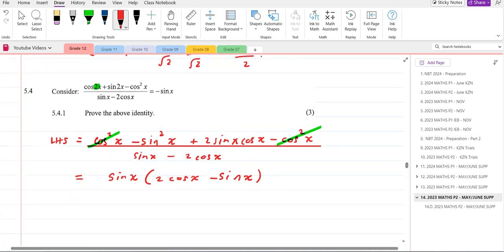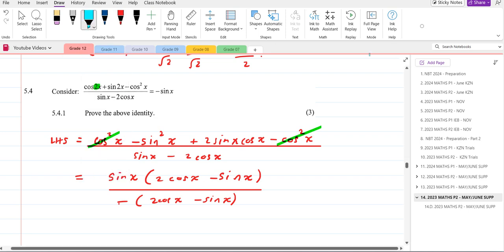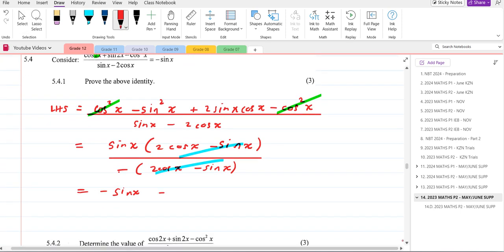Alright, so 2 cos x minus sin x divided by, take out a negative from the denominator. If I take out a negative from the denominator and switch this around, we get 2 cos x minus sin x, right? And we can see that these two factors cancel out, and we are left with negative sin x. So a straightforward problem as well, which is equal to the RHS. Right, so that's proved. Moving on to the next one.